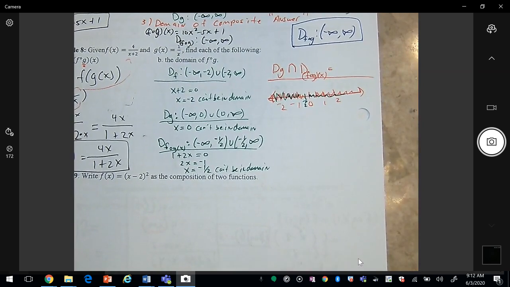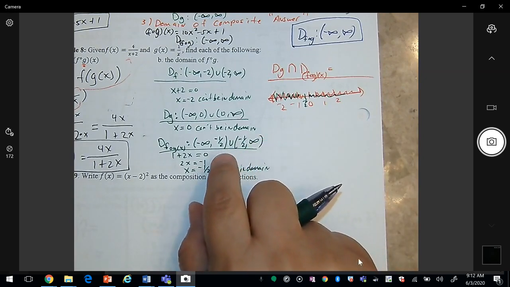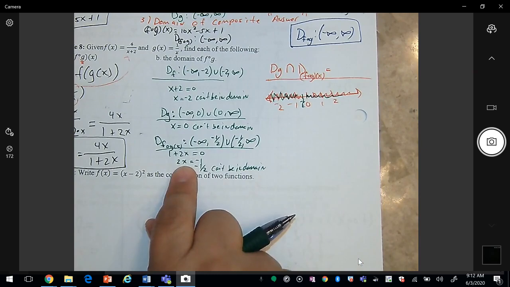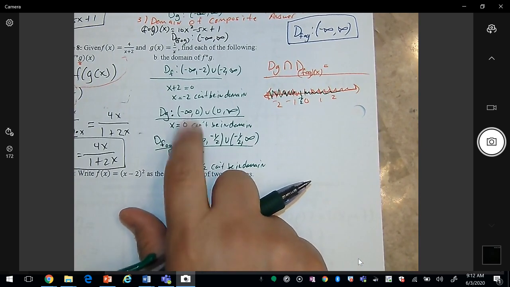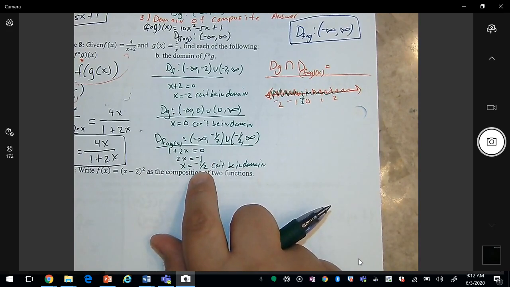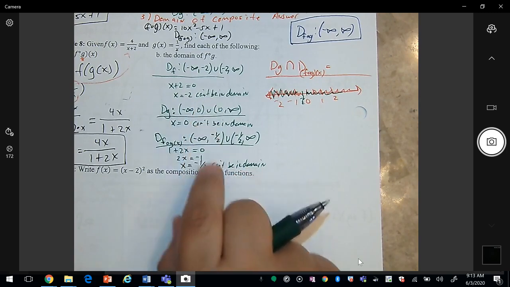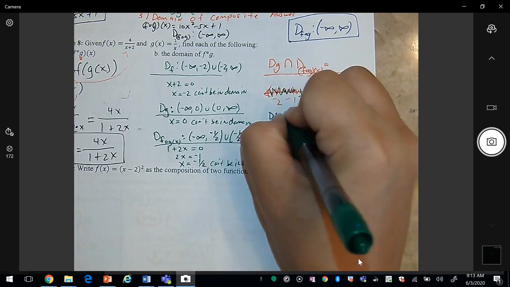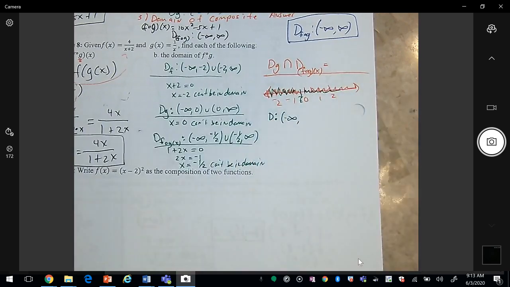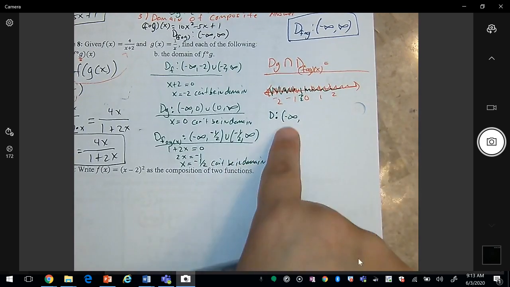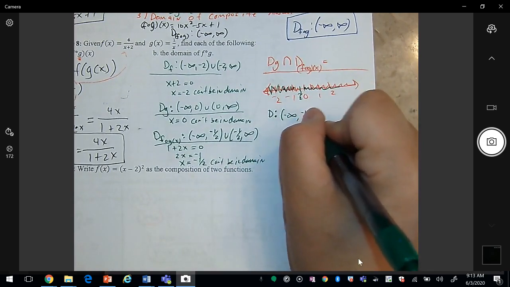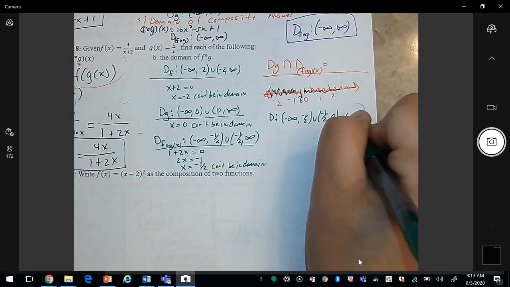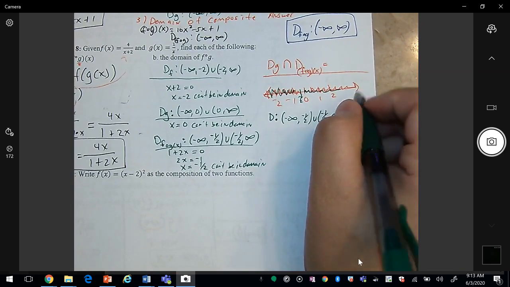So what they have in common is basically we cannot use 0 because 0 cannot be used for the first one. It can be used for the second one, but not the first one. So 0 is not common to both. And then -1/2 cannot be used for the first one. So since it's not in both, then we can't use the -1/2. So my domain is going to be everything except for 0 and -1/2. So I'm going to go from -infinity to -1/2, union -1/2 to 0, union 0 to infinity.